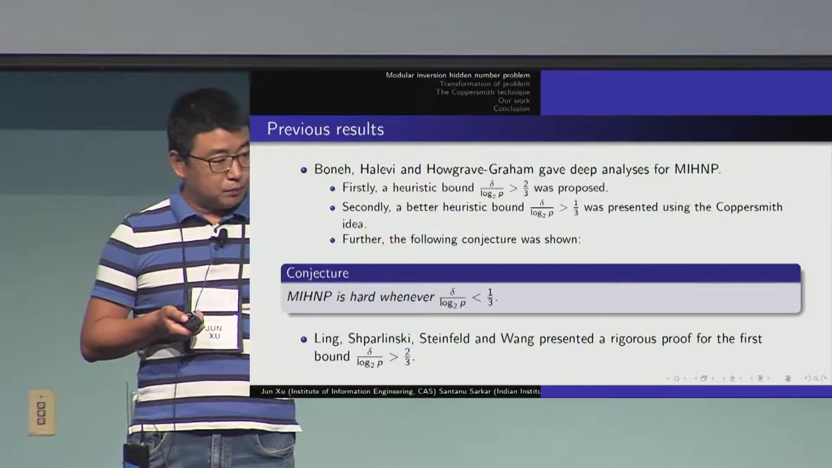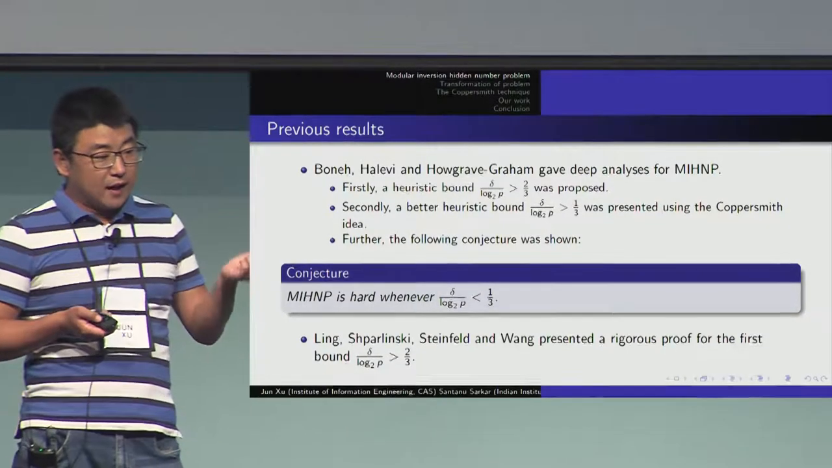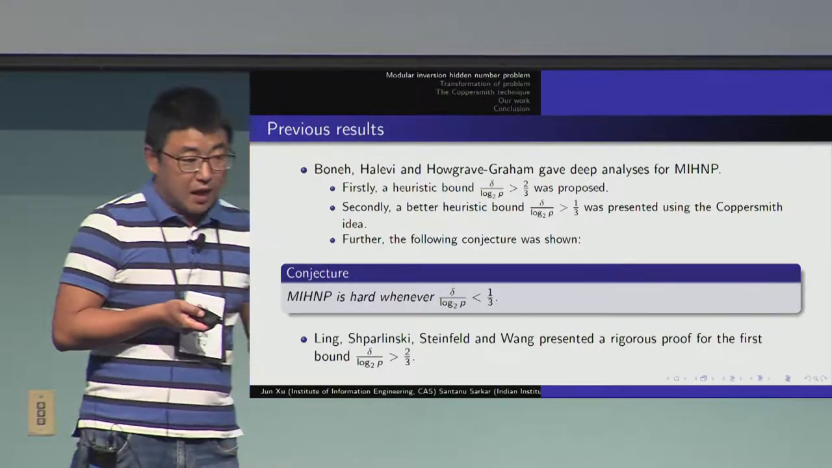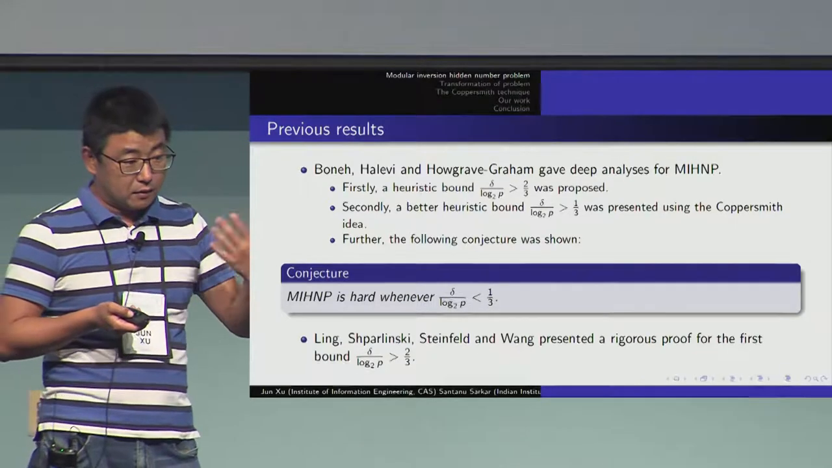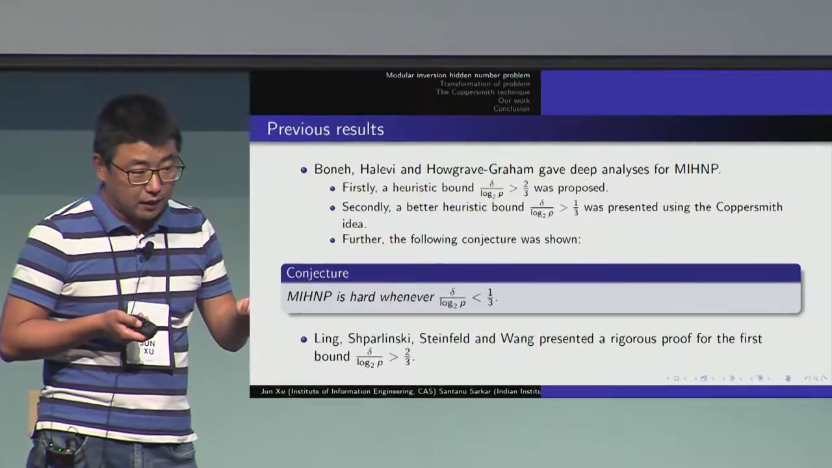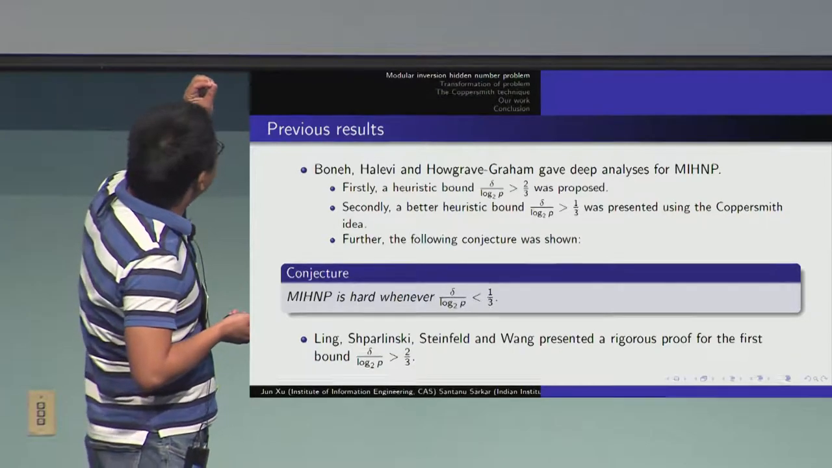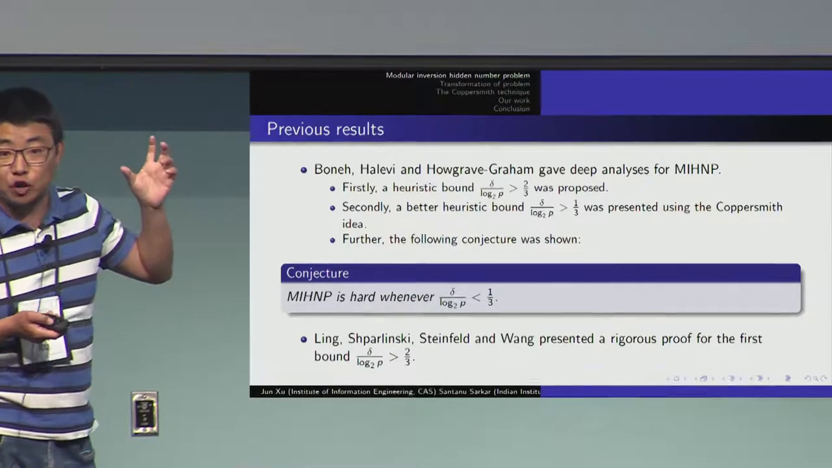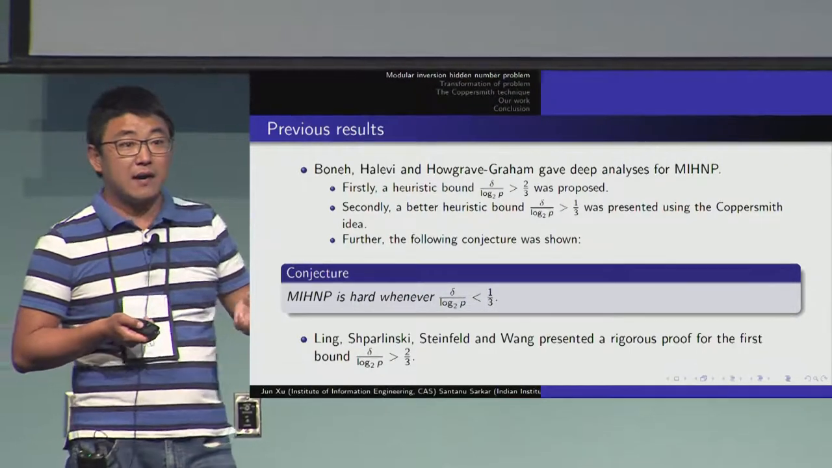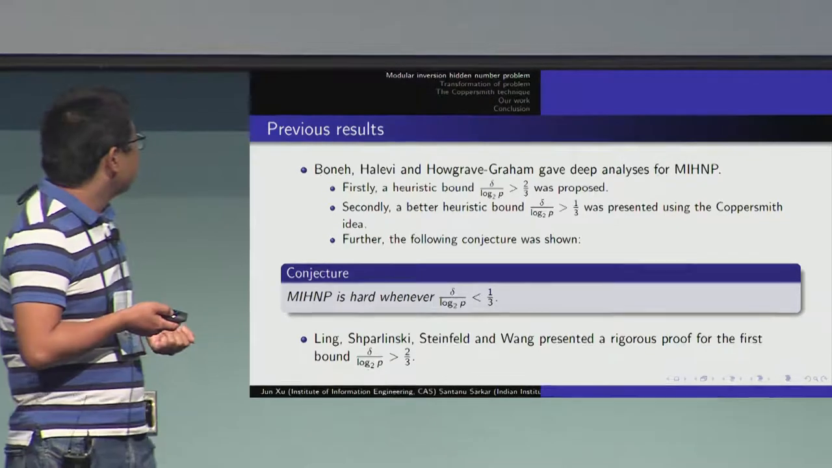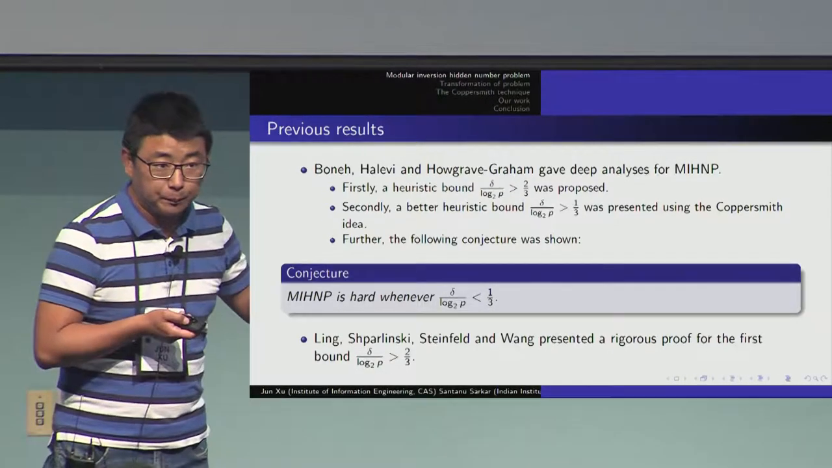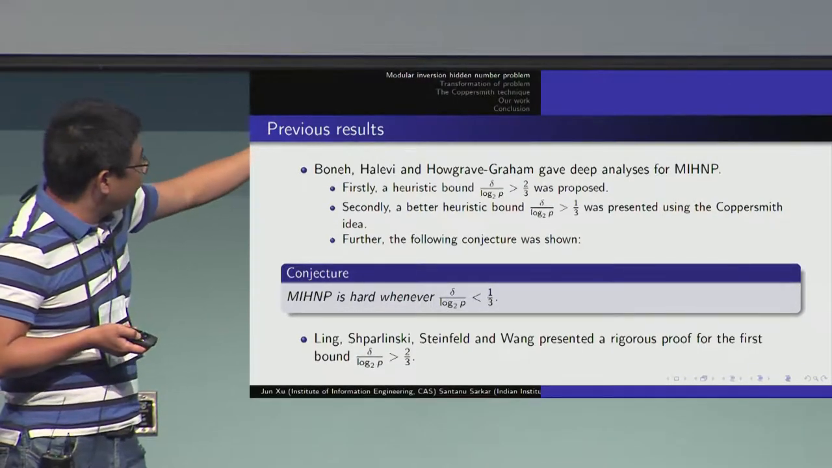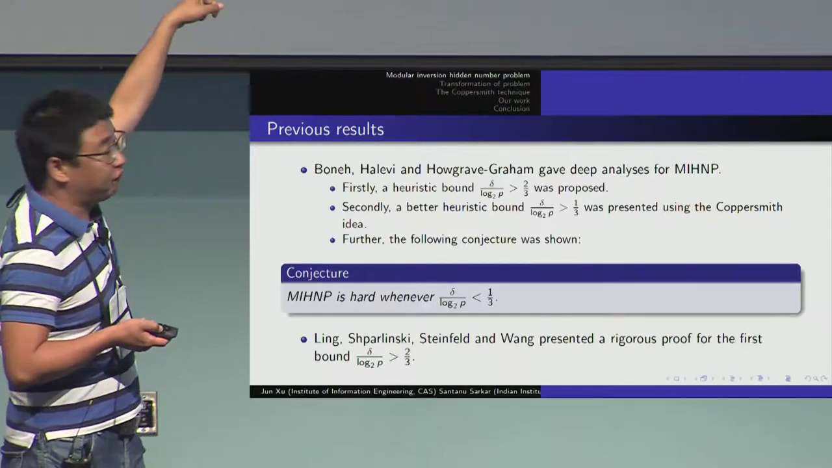In previous works, Boneh, Halevi, and Howgrave-Graham gave a deep analysis of this problem. Two bounds were given, heuristic, and they also gave a conjecture: MIHNP in short is hard whenever delta over log P is smaller than 1 over 3. Then Ling Shan et al. gave a rigorous proof for the first bound.